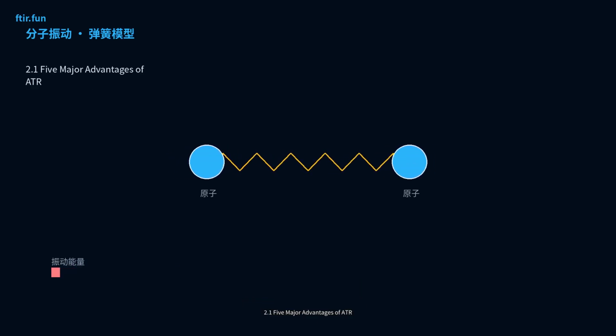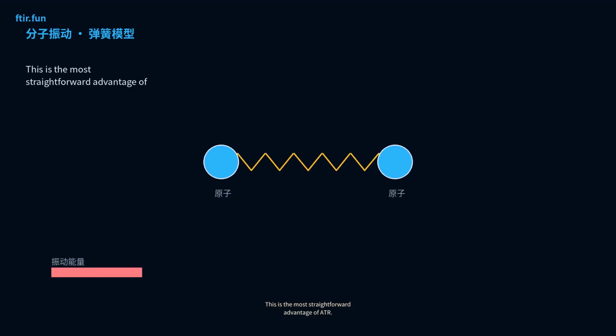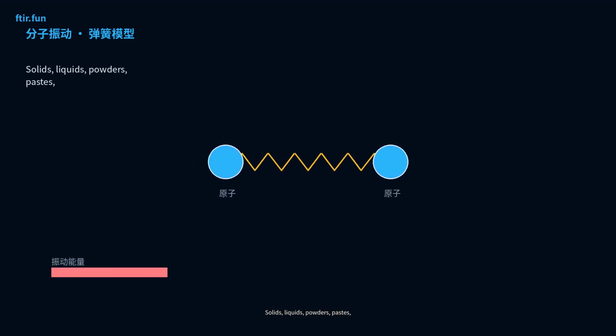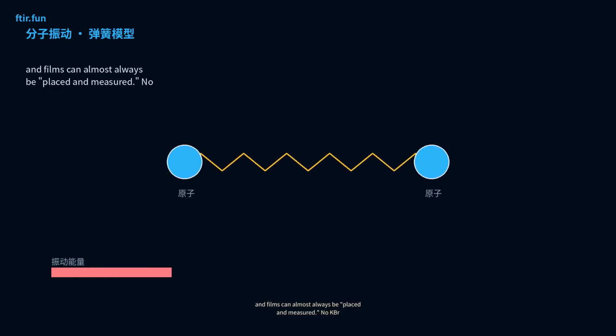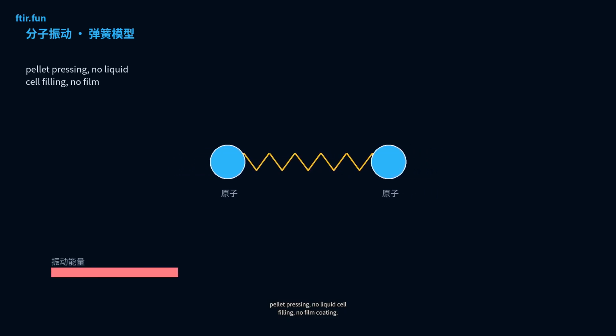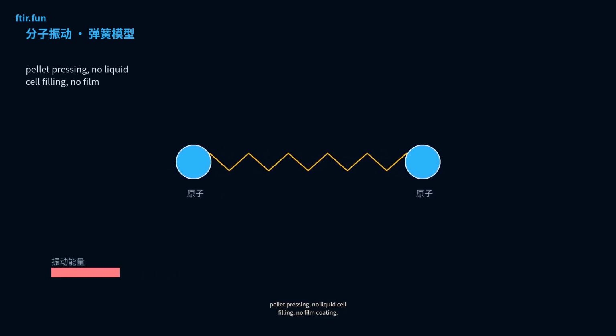2.1 Five major advantages of ATR. This is the most straightforward advantage of ATR. Solids, liquids, powders, pastes, and films can almost always be placed and measured. No KBr pellet, no pressing, no liquid cell filling, no film coating.